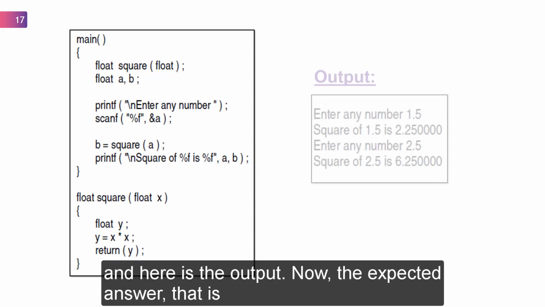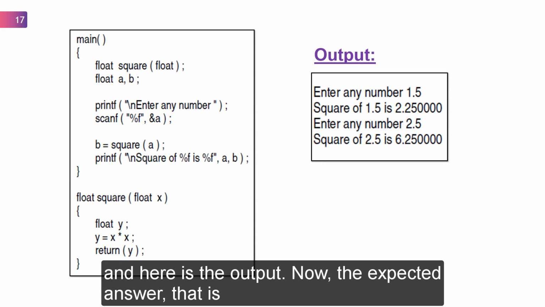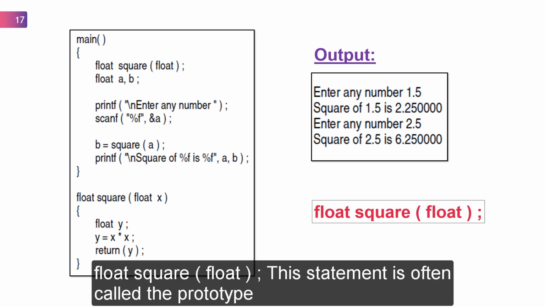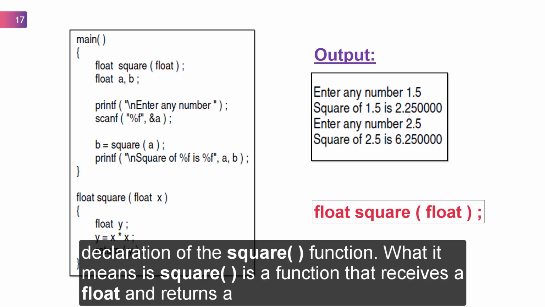And here is the output. Now, the expected answers, that is 2.25 and 6.25, are obtained. Note that the function square must be declared in main as float square(float). This statement is often called the prototype declaration of the square function. What it means is, square is a function that receives a float and returns a float.